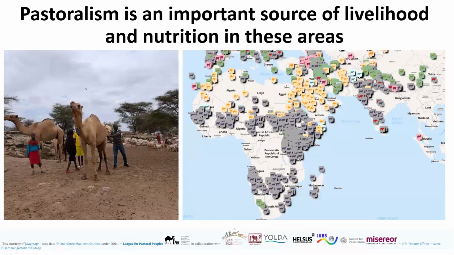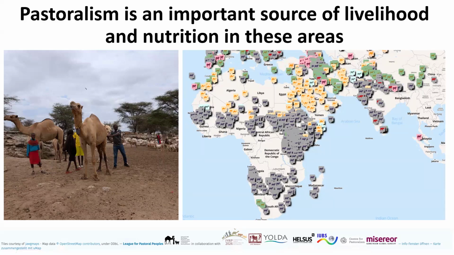And pastoralism is a really important source of livelihood, as well as a source of food and nutrition in these regions. This is just a map showing where different pastoral communities are located. You can see there's a high density of pastoral communities here in East Africa, all over, but I think there's the highest concentration here. I think there are about 250 million pastoralists in Africa.